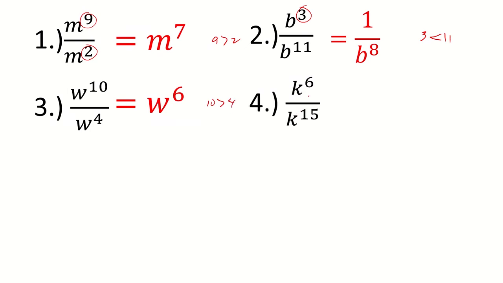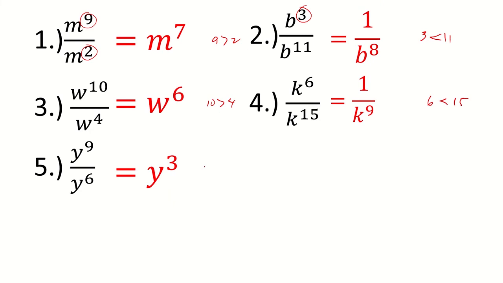Okay, number 4. k to the power of 6 divided by k to the power of 15 is equal to 1 over k to the power of 9. So take note, 6 is less than 15. How about number 5? y to the power of 9 divided by y to the power of 6. So that's y cubed, because 9 is greater than 6.